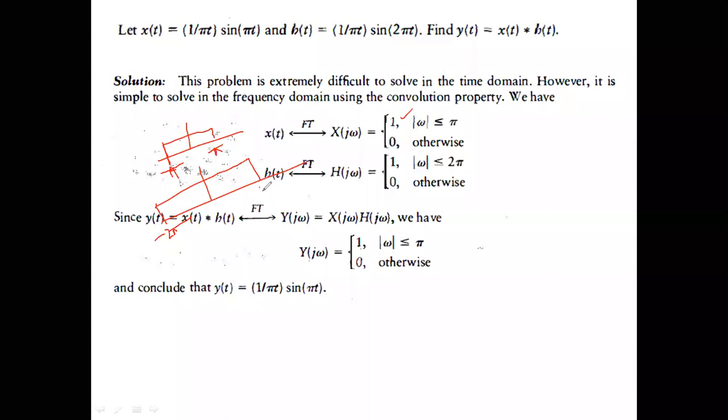Now the convolution becomes multiplication. If I multiply these two, the amplitudes are only one. This amplitude is also one, and this is also one. So I get one from minus pi to pi, and in all remaining places I get 0. Now I simply have to take the inverse, using the same template. So sine pi t divided by pi t is my answer. If I had tried to do it in the time domain, it would have been a big headache.